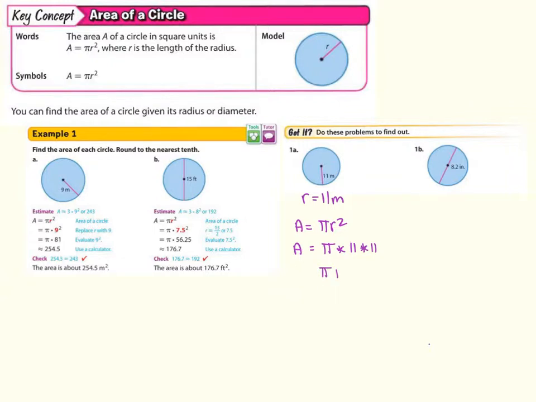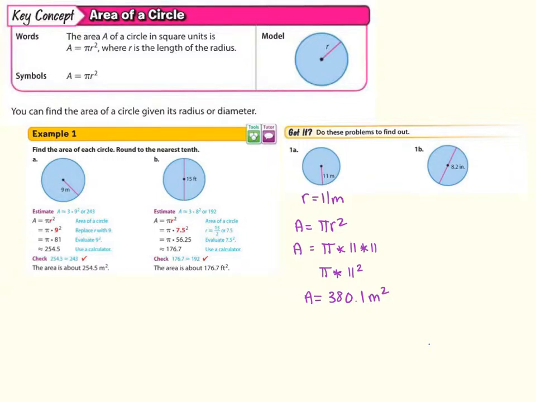You can even do pi times 11 squared. You can also do that, but I just feel that it's faster if you do pi times 11 times 11. For some reason, it just goes faster. Anyway, once you put that into the calculator, you will get the area in meters squared.